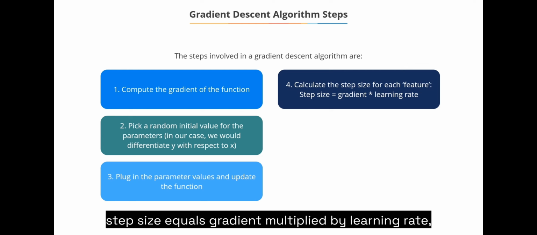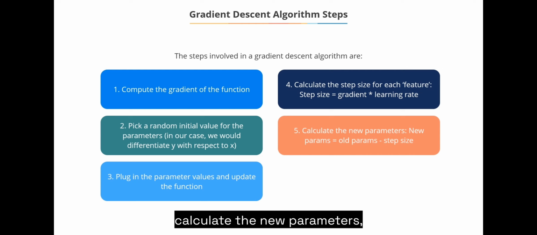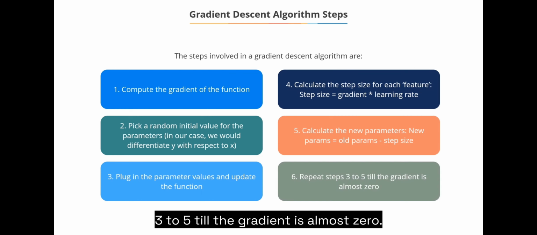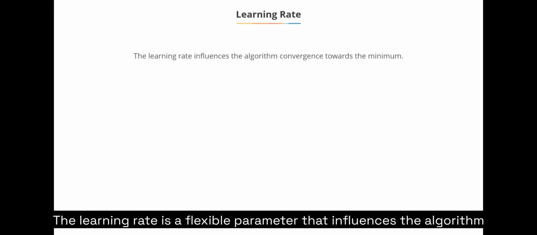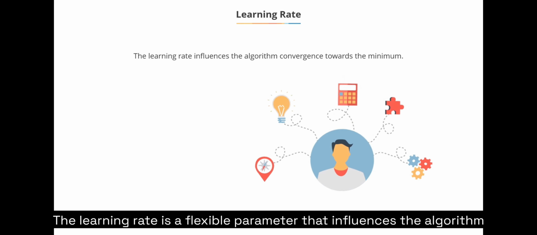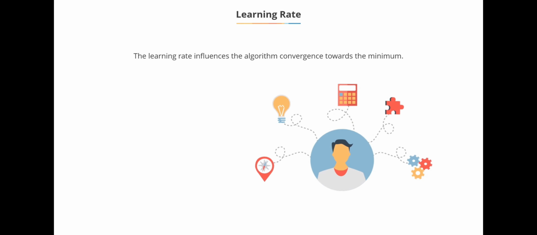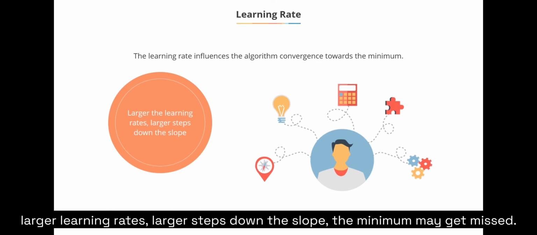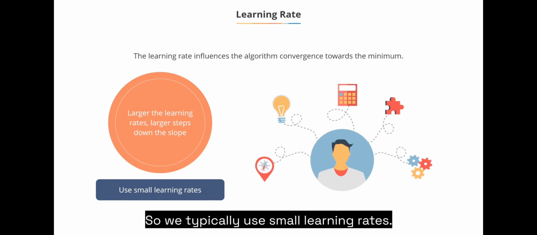Step size equals gradient multiplied by learning rate. Calculate the new parameters. New params equals old params minus step size. Repeat steps 3 to 5 till the gradient is almost 0. The learning rate is a flexible parameter that influences the algorithm convergence towards the minimum. Larger learning rates mean larger steps down the slope, and the minimum may get missed, so we typically use small learning rates.